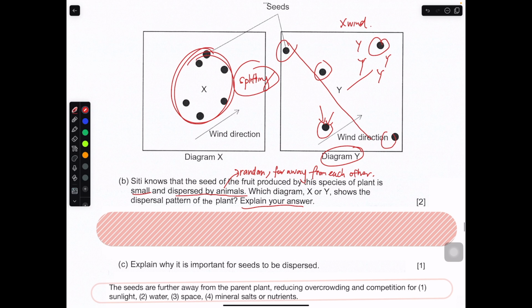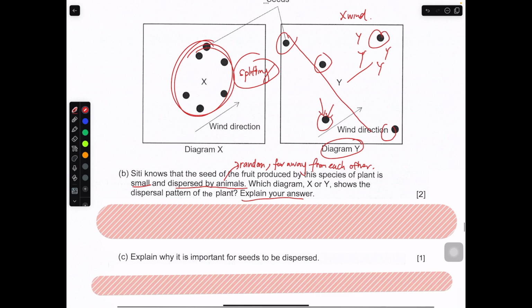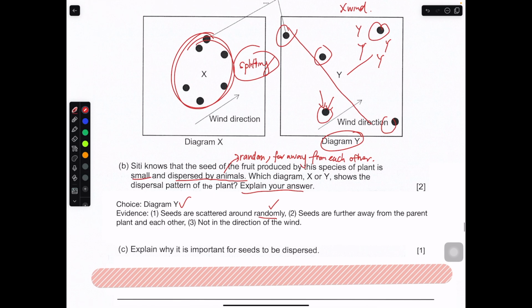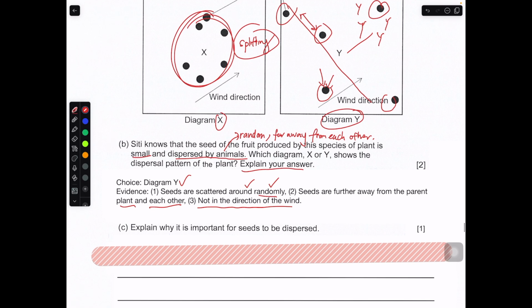Okay, so some of the explanation you could use is, diagram 1, because they are scattered randomly. That will be the key part. Animal dispersal is always random, you can't control the movement of animals, so that will be the key portion that you identify. And the seeds are further away from the parent plant as well as from each other. Okay, they are far apart, as compared to X, I would say Y will be more far apart. And they are not in the direction of wind. But the first two reasons will be stronger reasons as compared to the third one.